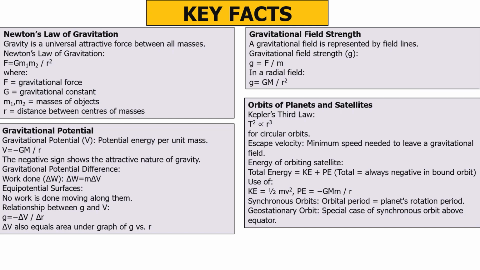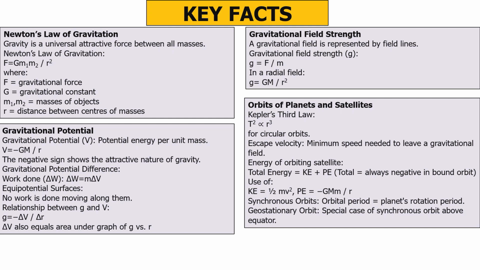The gravitational field strength is important, as a gravitational field is represented by gravitational field lines. The gravitational field strength is equal to g equals F over m, and in a radial field g is equal to G big M over r squared. Now for gravitational potential, that is the potential energy per unit mass. V equals minus GM over r, and the negative sign shows the attractive nature of gravity. The gravitational potential difference is such that the work done is equal to mass times the gravitational potential difference.